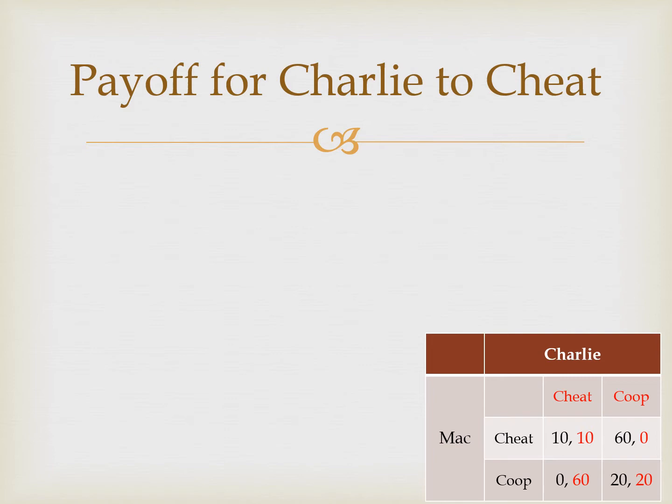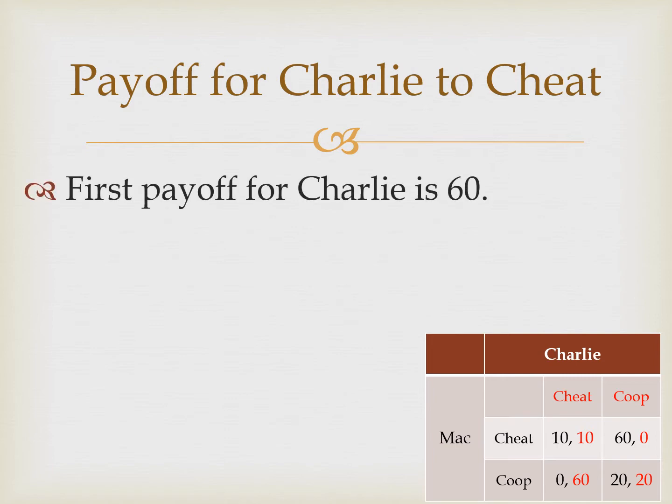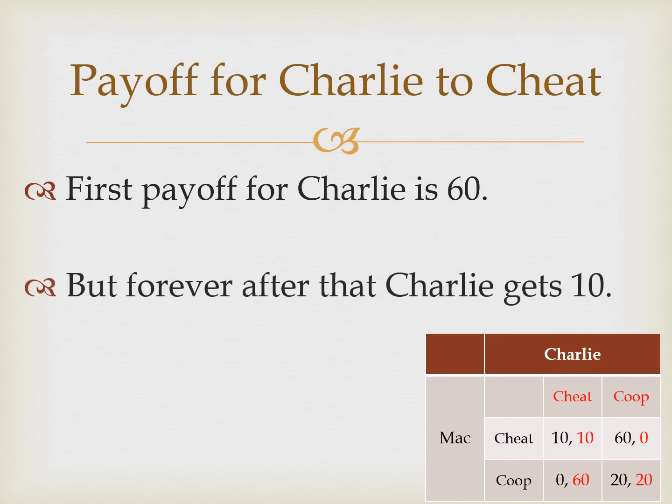So let's think about Charlie's incentive to cheat in this situation. If Charlie cheats, and let's say Mac cooperates, Charlie's first payoff then becomes 60. But if Mac is playing a trigger strategy, forever after that, Mac is cheating, and the best thing that Charlie can do if Mac is cheating is get a payoff of 10 forevermore. So Charlie's payoffs, if he cheats in that first round, would be that he would get 60 plus 10 plus 10 plus 10 plus 10 forevermore.